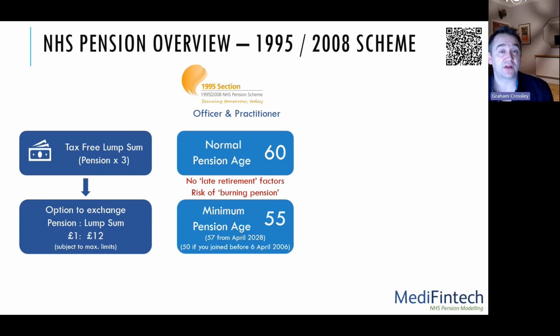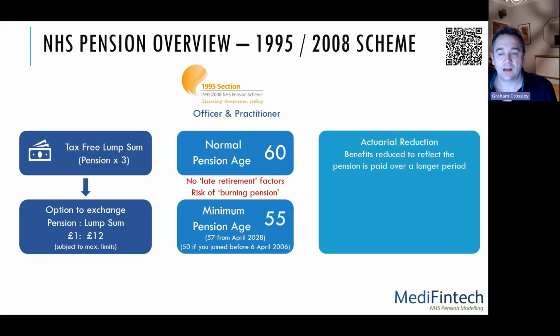But the majority of 1995 section members should be okay, because the minimum pension age is baked in at 50 if you joined that 95 section before the 6th of April 2006. So it's only if you were joining between 2006 and 2008 that you might be impacted by this change in minimum pension age. Now, if you do go early, well, there's no penalty as such.